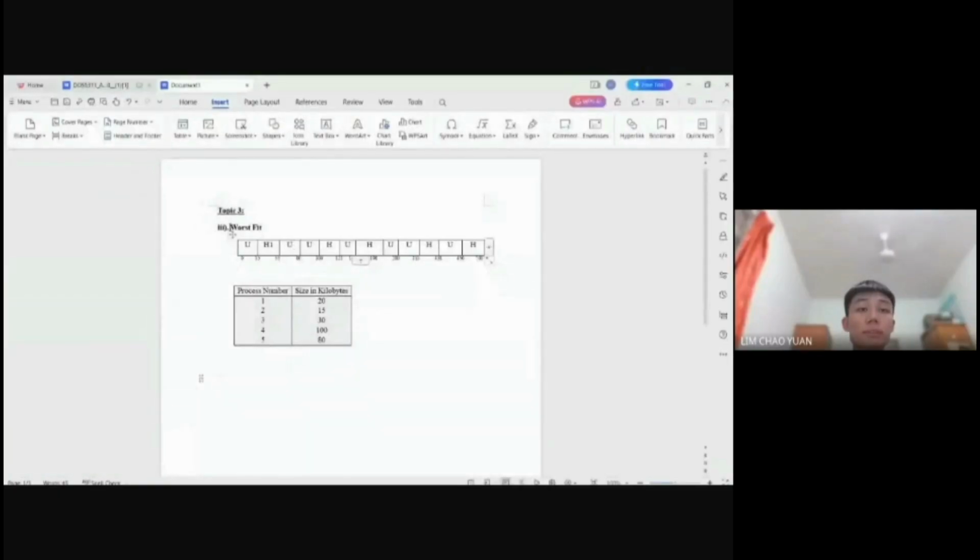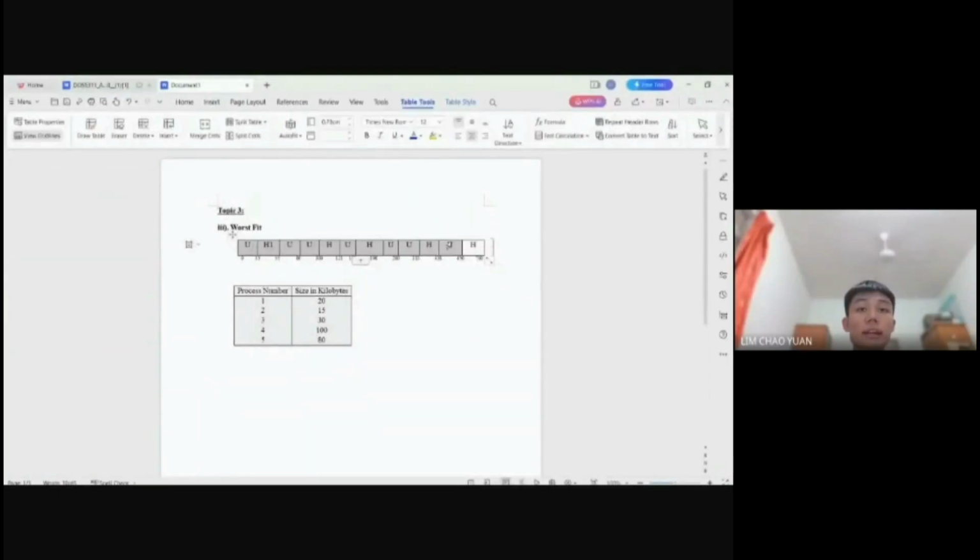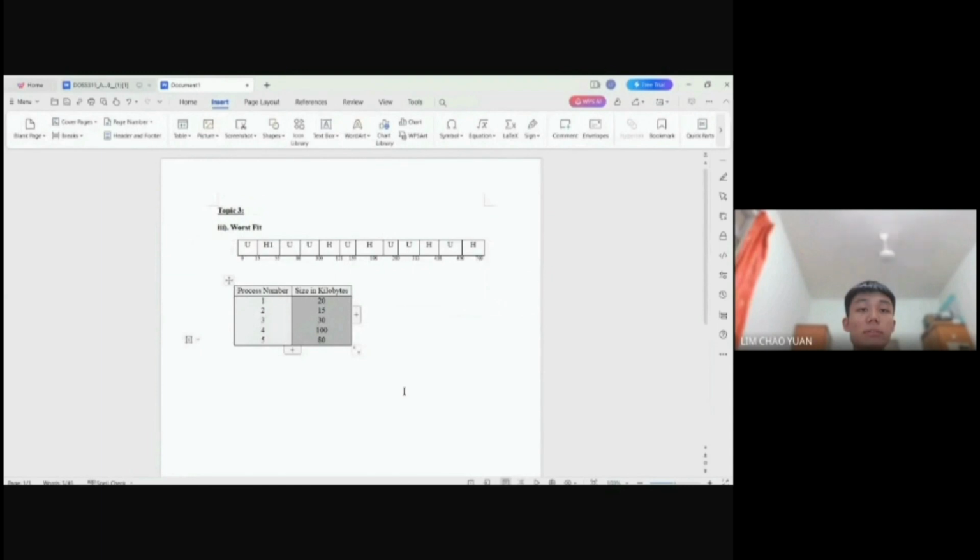Okay, so first, I would like to share my screen and show the question. Okay, so this is the question for our group. There's worst fit, and this is the question, and this is the table given. Okay, so first, before we start, I will show the steps.